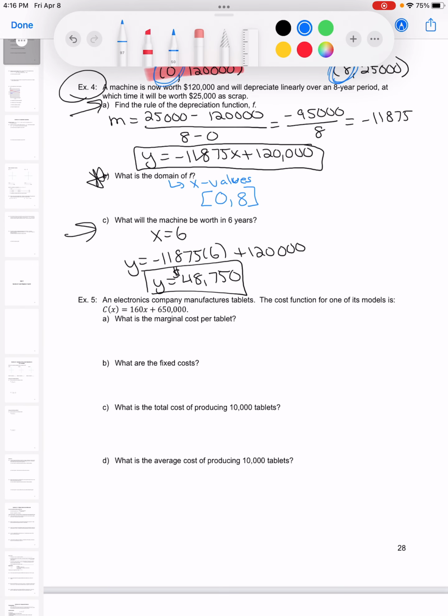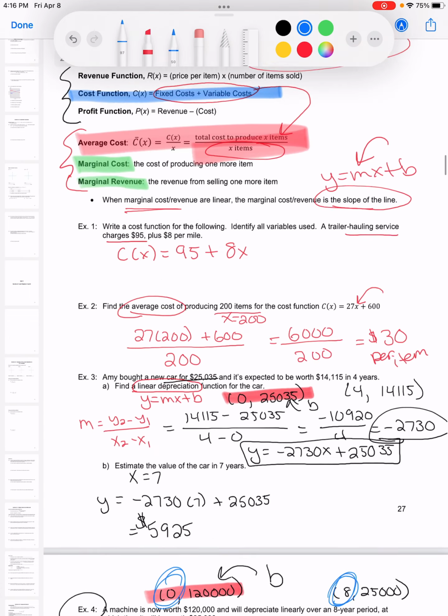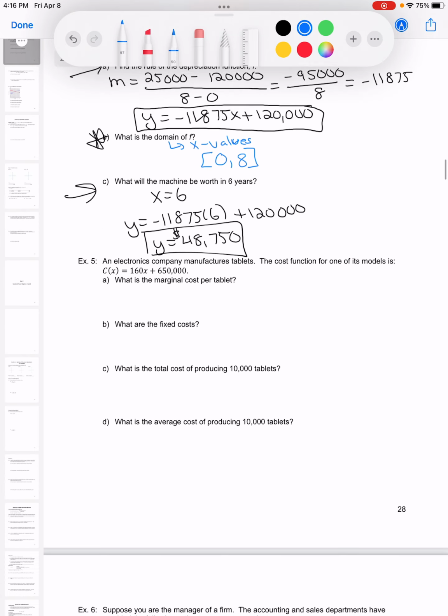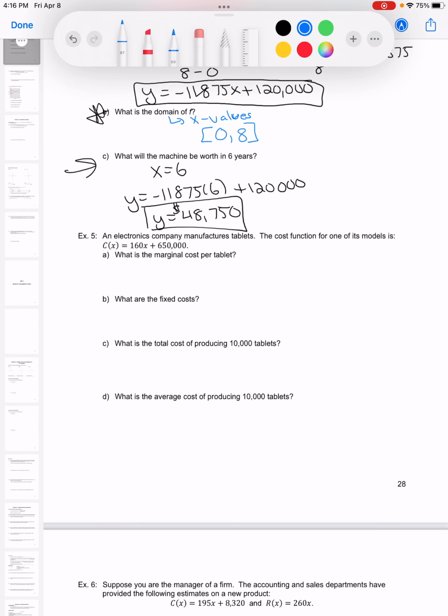All right, let's look at example 5 here. Example 5 is going to give us a cost function, so we don't have to find it. I'm going to go back to that idea of those marginal costs. We haven't used that one yet. Remember, the marginal means the slope because we're dealing with lines. So our marginal is going to be the slope because every time we make one more product, we plug in a bigger X, we get out a bigger number from that slope. So the marginal cost per tablet is my slope, so it's $160.